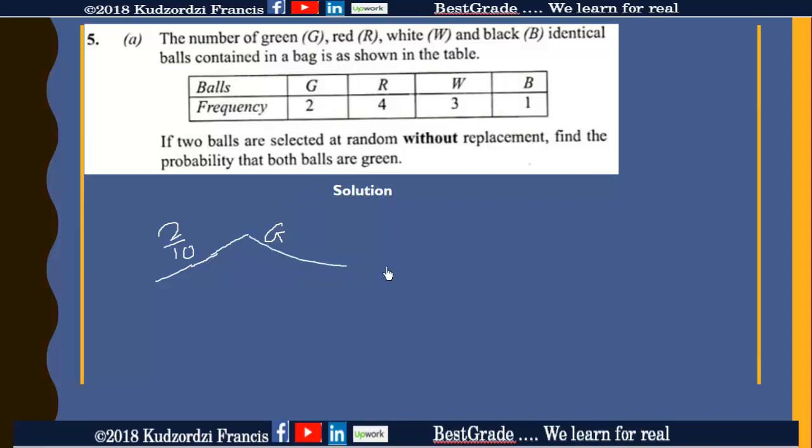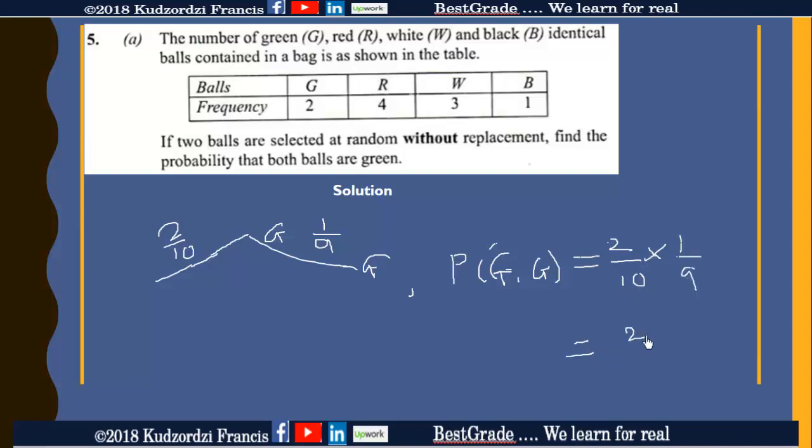Then if you should choose a second green ball, probability is not going to be the same as this, because the number of balls has reduced to 9 and the number of green balls has reduced to 1. So the probability of choosing a green ball from the 9 will be 1 over 9. So now the probability of choosing both balls to be green without replacing it will be equal to the first probability, that is 2 over 10, and the second probability, which is 1 over 9. And this will give us 2 over 90, and we simplify to get 1 over 45.